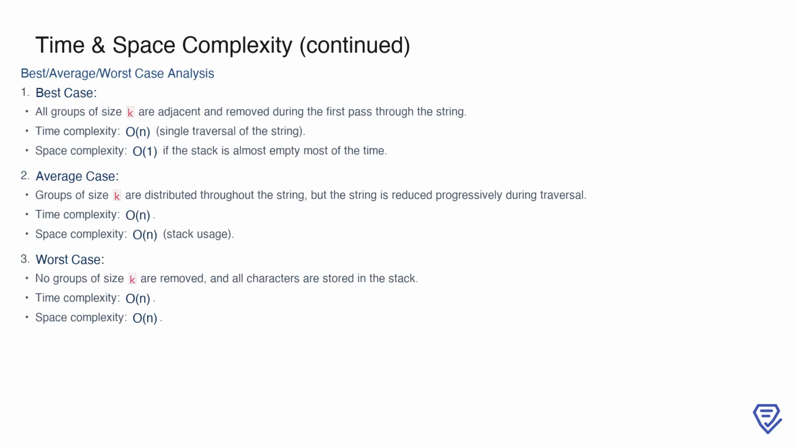Now let's analyze the best, average, and worst-case scenarios. In the best case, all groups of size k are adjacent and removed during the first traversal. This means the solution achieves O(n) time complexity with minimal stack usage, leading to an effective space complexity of O(1). In the average case, groups of k are distributed throughout the string, but the reduction happens progressively. Here, the time complexity remains O(n), and the space complexity is O(n) due to the stack. In the worst case, no groups of size k are removed, meaning all characters are stored in the stack. Even in this scenario, the time complexity is O(n), and the space complexity is O(n).